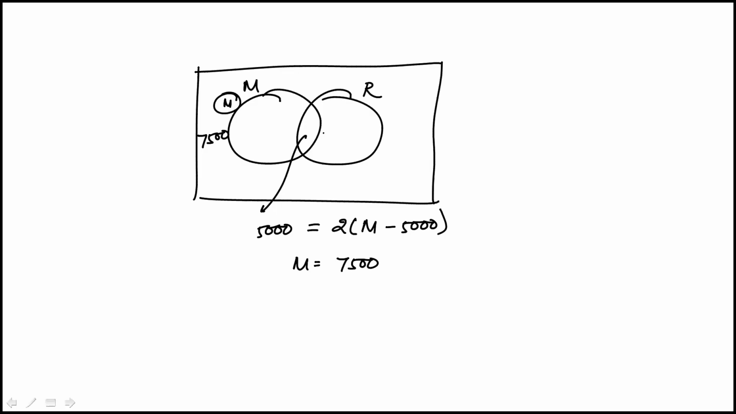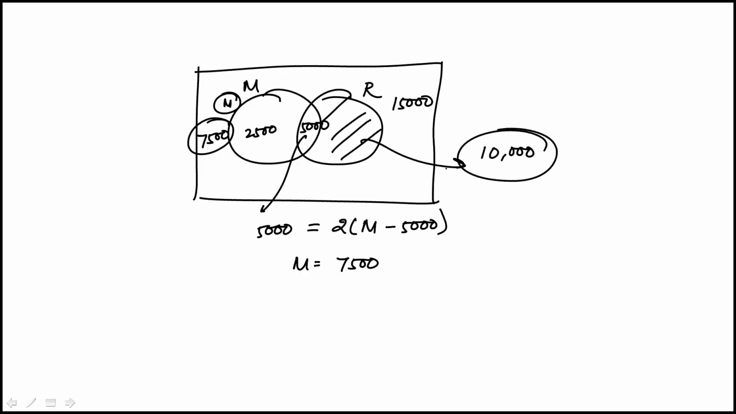We can fill these out. This is 5,000. That's 2,500. And then we go back to the first relationship that rubella is twice the number of mumps. So that's 15,000, which means rubella only would be 15,000 minus 5,000, which is 10,000. So this might seem easier.